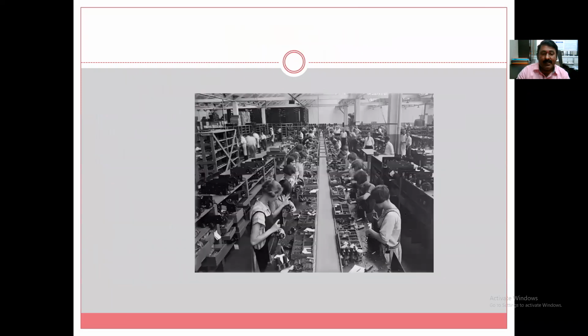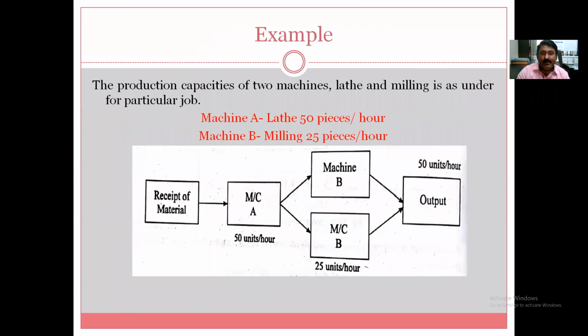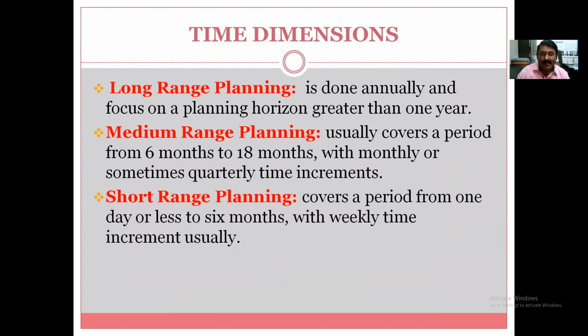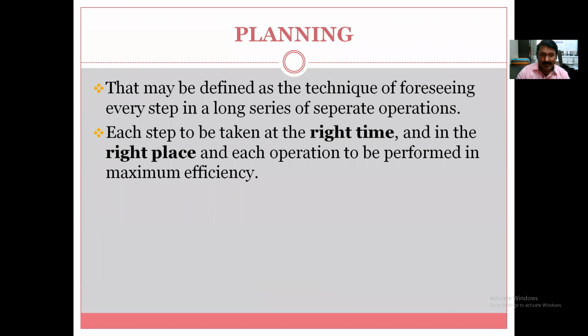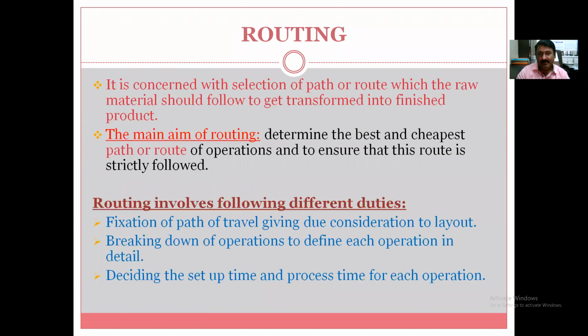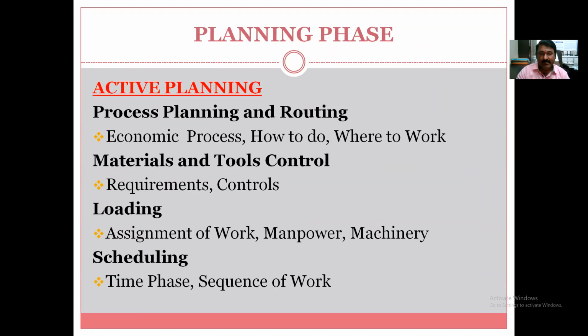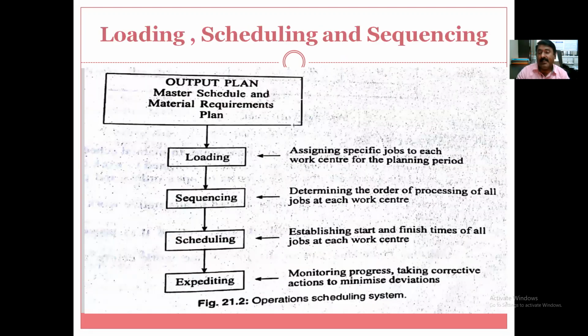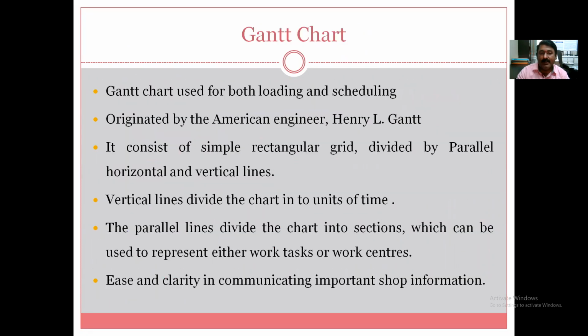Then we have seen what line balancing is, with different examples, and the advantages of line balancing. Then we have seen in detail planning, routing, scheduling, loading, and estimating. In detail we have discussed these. Then what is the outline for production control. Then what is loading, sequencing, and scheduling. This also we have discussed.